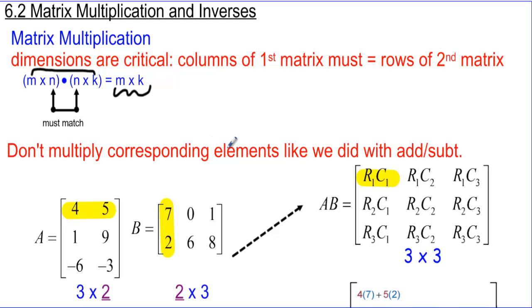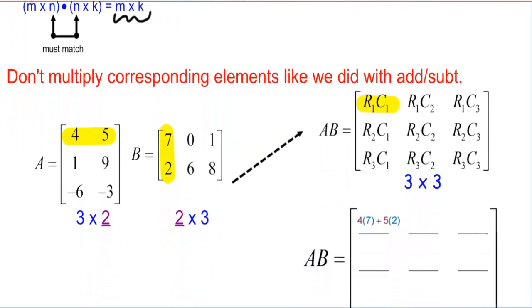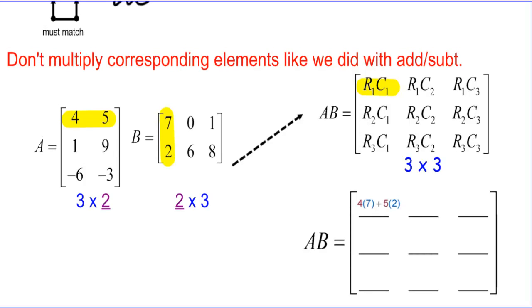Don't multiply corresponding elements like we did with addition or subtraction. With addition and subtraction, you just add the corresponding elements, but with multiplication, you can't do that. With multiplication, it's row times column, row times column, row times column, and it's always addition in between. So for the very first element in the solution, first of all, we can multiply a 3 by 2 times a 2 by 3 together because the inside dimensions match.